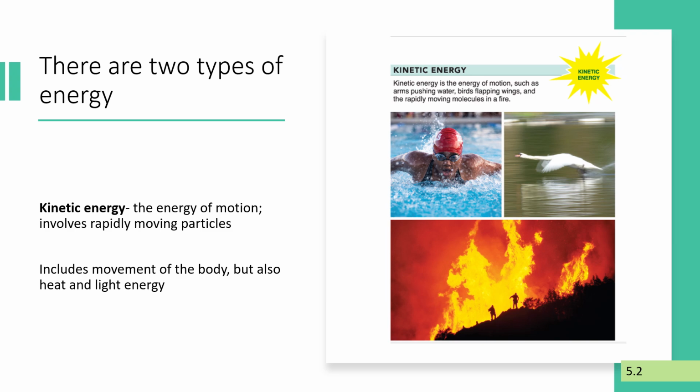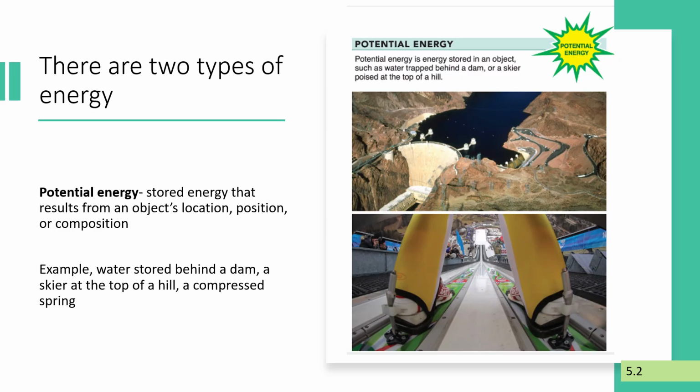There are two types of energy, and energy switches between these two forms depending on whether it is being used or stored. When we use energy, that is kinetic energy, the energy of motion. When we move our bodies or produce heat or light, that is kinetic energy. Stored energy is known as potential energy. An object's location, position, or composition can all store potential energy.